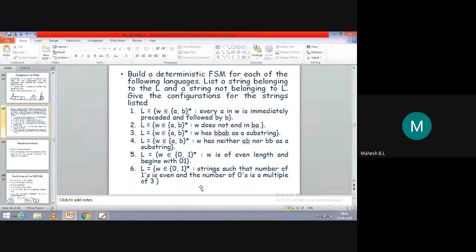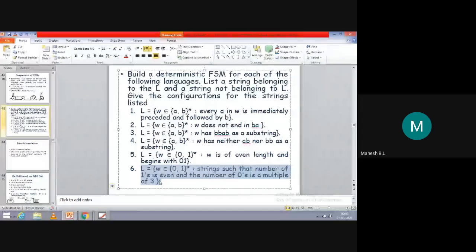In the previous class, we were discussing the last problem: the language over the alphabet {0, 1}, strings such that the number of ones is even and the number of zeros is a multiple of 3. There must be an even number of ones and the number of zeros must be a multiple of 3. We already considered a few examples. So in today's class, let's see how to develop the DFSM for this particular example.